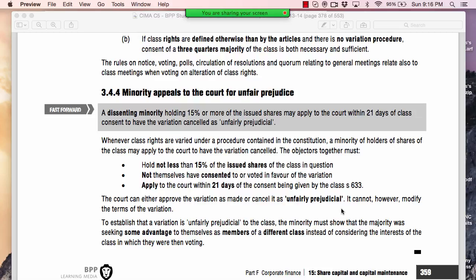However, there is 15% of shareholders or more who do not agree. They say, no, I'm not interested in this. However, what they have to do is come up and apply within 21 days. You should file a case within 21 days. Correct. Okay, this is what it means.